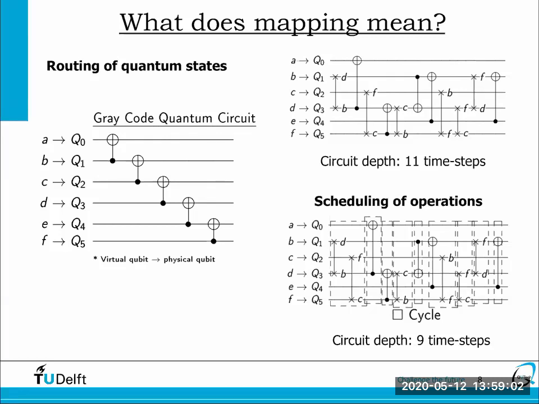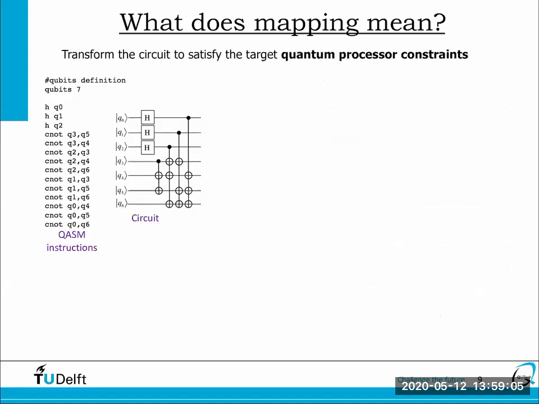Yeah. Now let's just see one other example. As I just mentioned, the mapping is just to transform the circuit to satisfy the target quantum processor constraints. So here you have an example of another circuit that is composed of 7 qubits and a description in the QASM instructions, or QASM code. And imagine that you want to run this circuit on this kind of chip that is, again, in this case, a 2D array with nearest-neighbor interaction.